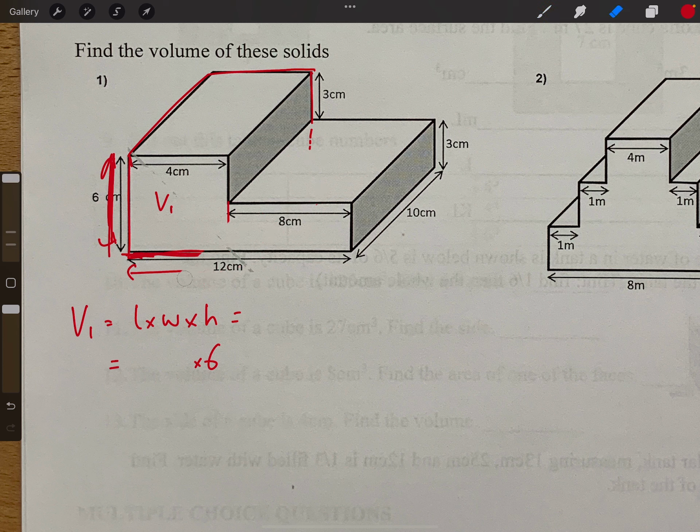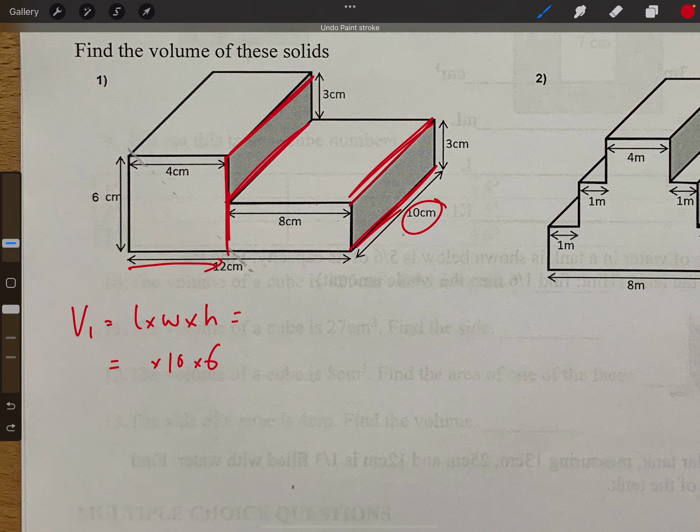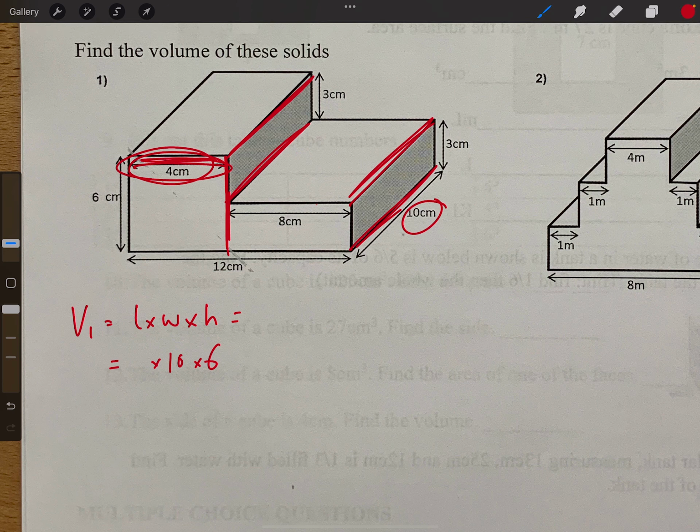Now what's the length? The length is how long this piece is. Now we know that from here to here is 12. Oh, actually no, never mind, it's given to us. So the length here is 4, it's given to you up here. So therefore we multiply by 4. 4 times 6 is 24, 24 times 10 is 240 centimeters cubed. So V1 is equal to 240 centimeters cubed.